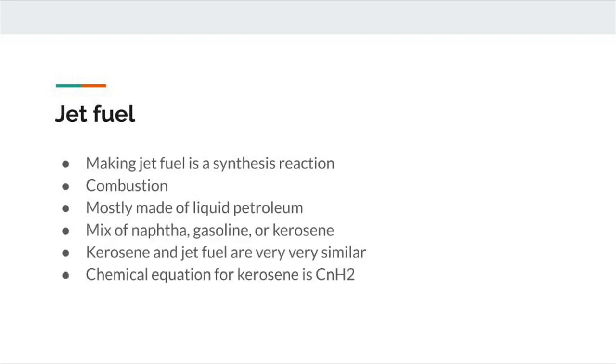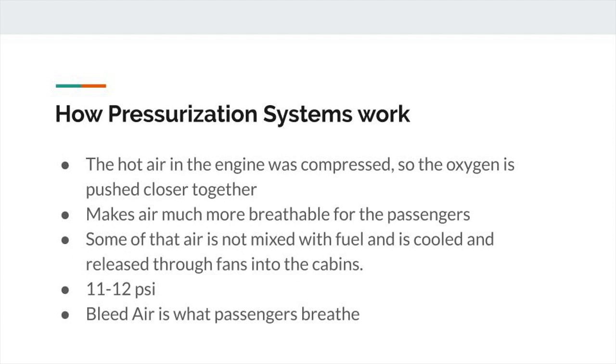Next, let's talk about how the jet fuel was made. Jet fuel is the source of energy in an airplane. The jet engine burns the jet fuel with air in a chemical reaction known as combustion. Kerosene is very similar to jet fuel because they contain the same classes of hydrocarbons. The chemical equation of kerosene is CnH2. The Cn is a chemical symbol for copernicium and H is for hydrogen. Making jet fuel is a synthesis reaction. Jet fuel is mostly made out of liquid petroleum or crude oil.